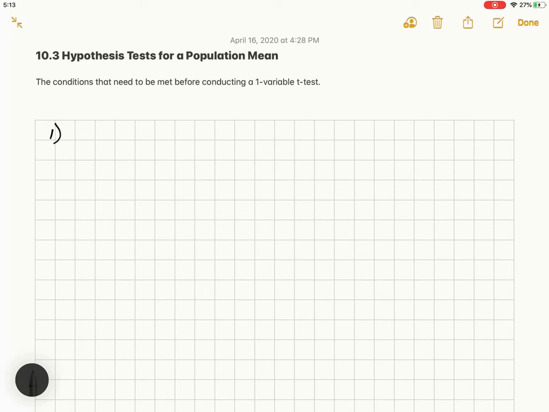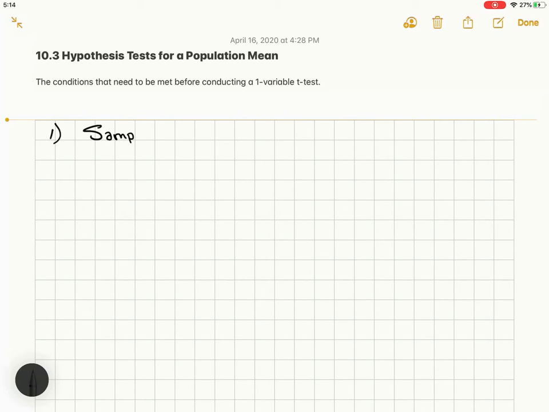How do we test a hypothesis about a mean? Now, what makes the difference from the last section, where we were testing a hypothesis about a proportion, is the conditions that need to be met. So first of all, let's talk about the requirements.